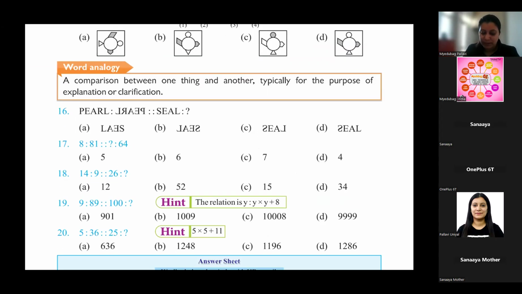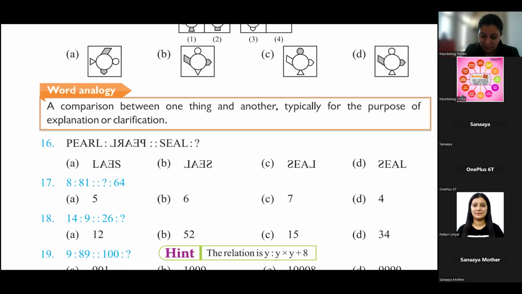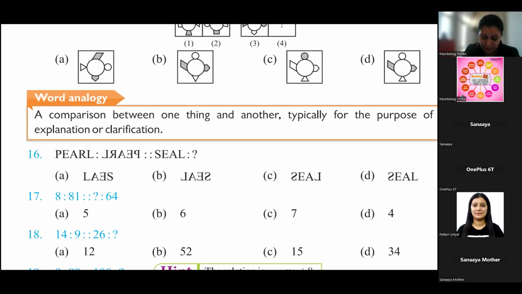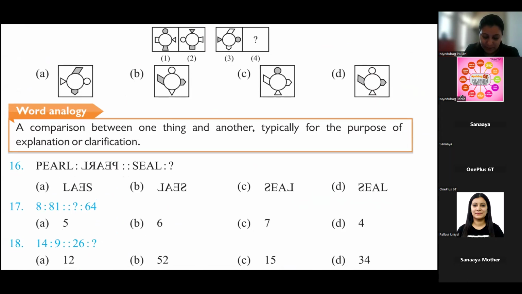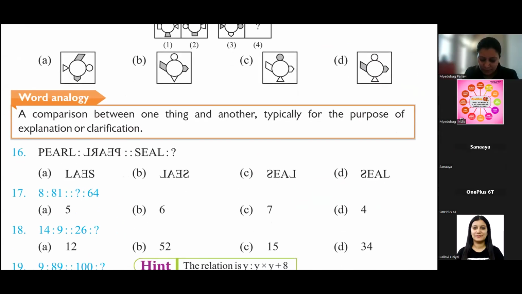Okay, then quickly one last question we'll discuss for today, question number 16. See, in question number 16, what can we see? There is a letter, pearl. Yes, Shivam, you can find this out. Sanaya, you have answered it correctly. Ma'am, C. No. Okay, ma'am. Just two minutes. See it again.